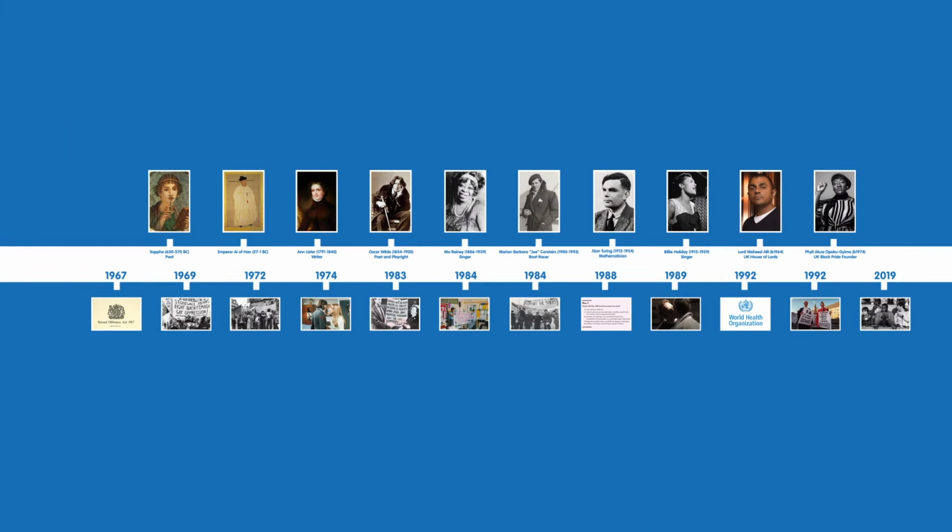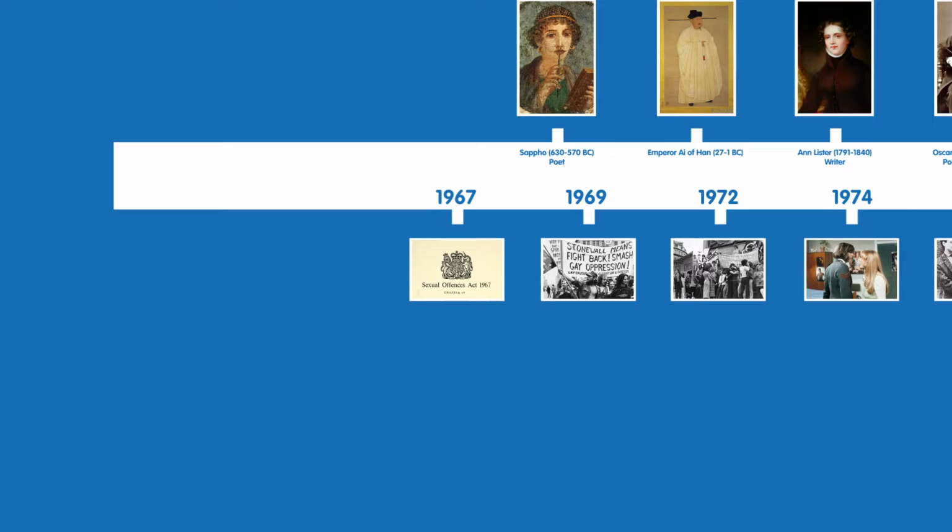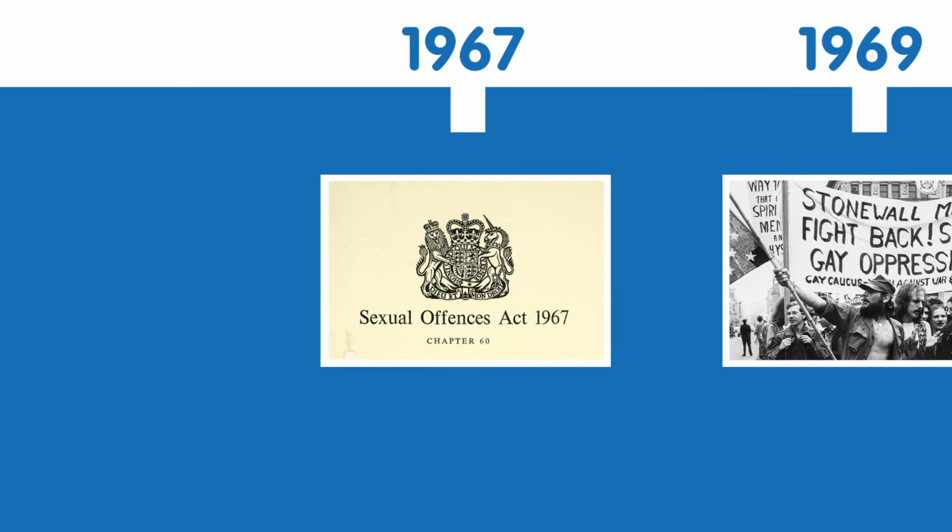The following is a recent history and timeline of events that have affected and represented people who are lesbian, gay, bisexual and trans. In 1967, the Sexual Offences Act meant that homosexual acts between two men over the age of 21 were decriminalised.